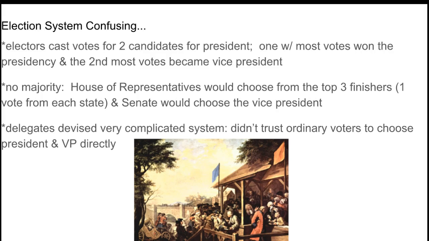The election system was confusing. You don't have to know all the details, but they did not trust ordinary voters to choose the president and the vice president directly. So that is something you do need to know. At the beginning, you didn't have running mates. The president was the person who got the most votes, and the person who got the second most votes would be the vice president. The problem there was that once you got into parties after 1800 or so, you could have a situation like with John Adams and Thomas Jefferson, where you had a president from one party and a vice president from another party, and they didn't get anything done because they fought all the time, because they didn't agree with each other. So that was an issue.